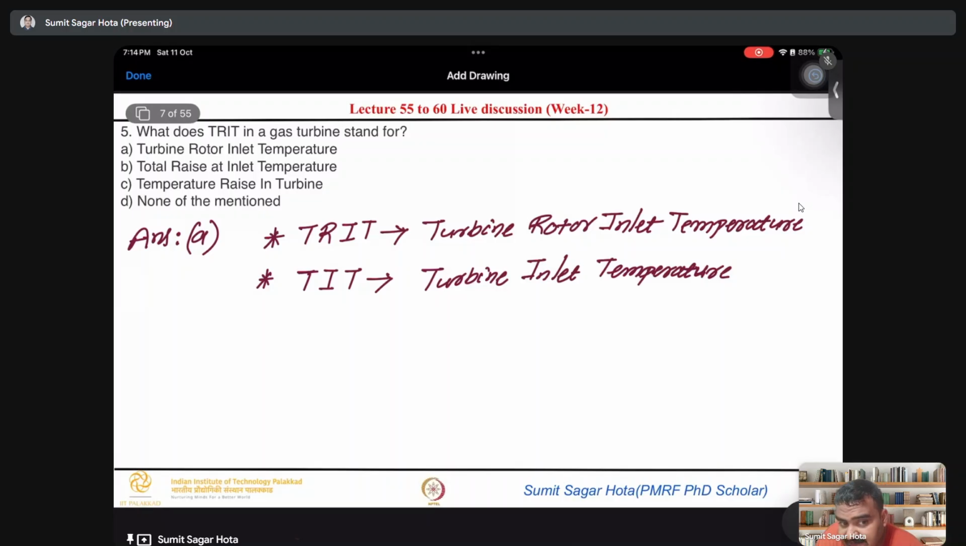There is TIT also. Many times we come across TRIT and TIT. TRIT is your turbine rotor inlet temperature, and TIT is your turbine inlet temperature.